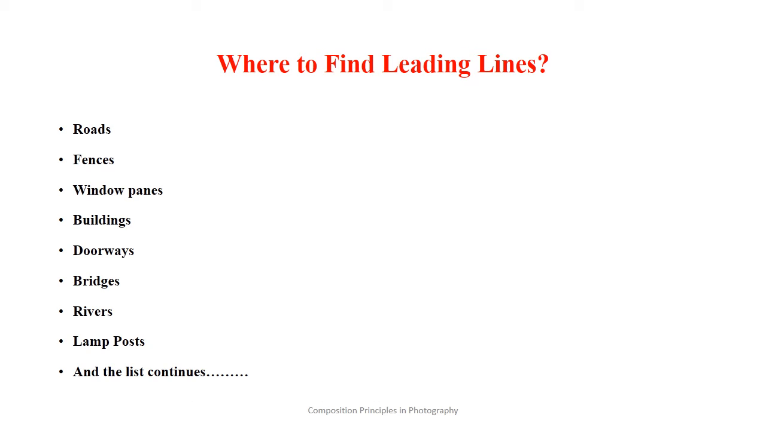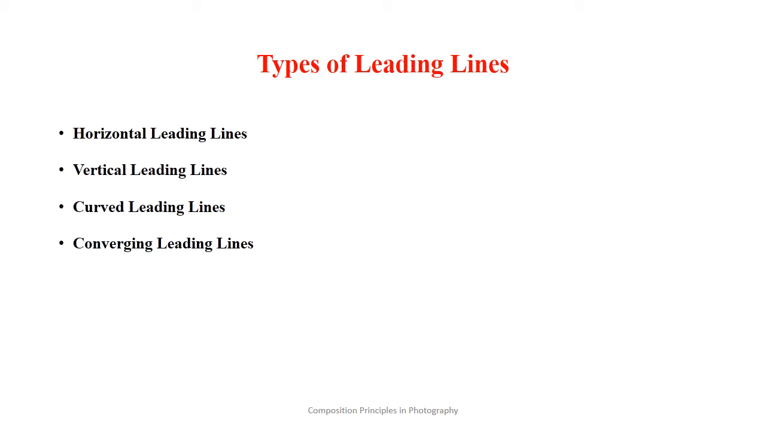Now the question is where to find leading lines, right? So the answer is very simple, that we can find these lines everywhere, like on roads, on fences, window panes, buildings, doorways, bridges, rivers, lampposts. I mean, the list continues. So you can find leading lines everywhere, right? It's not very difficult to find leading lines. The thing is that you just need to understand what we mean by leading lines and how to use these leading lines to produce some attractive and beautiful images.